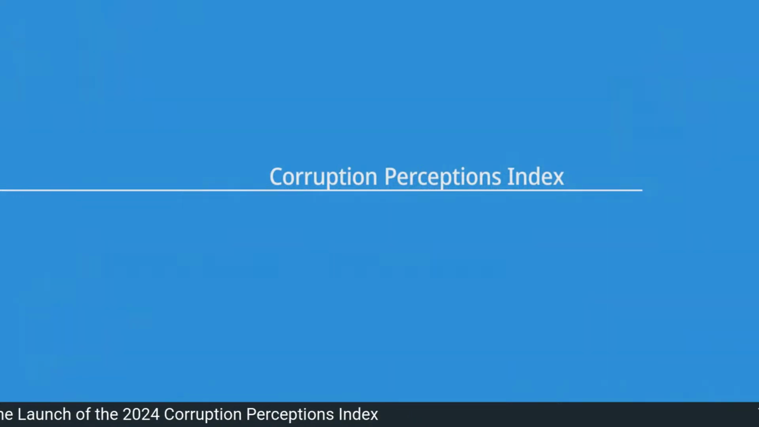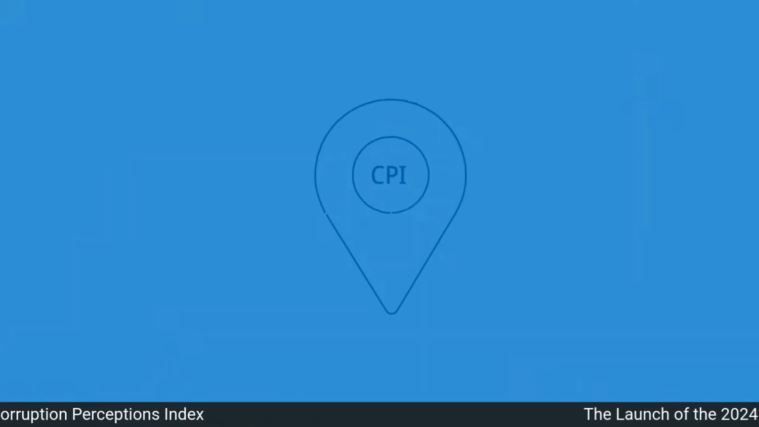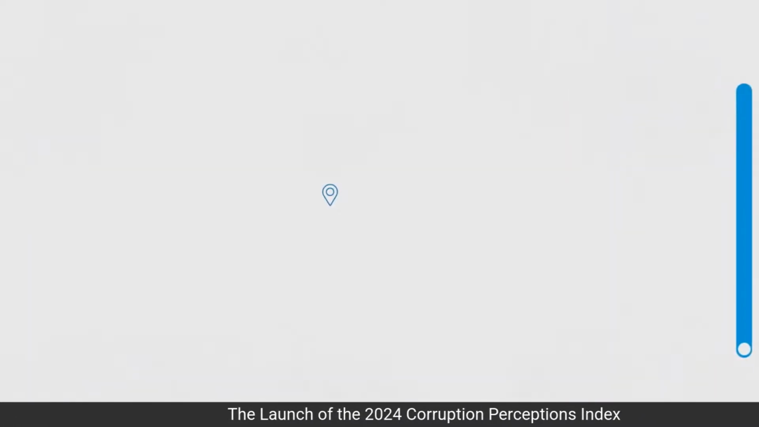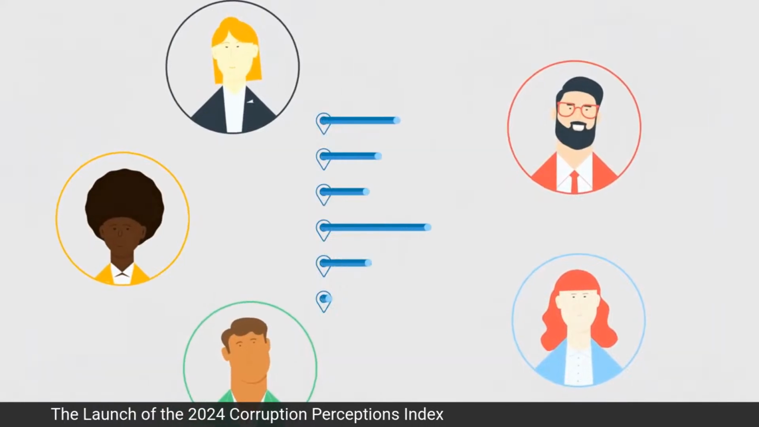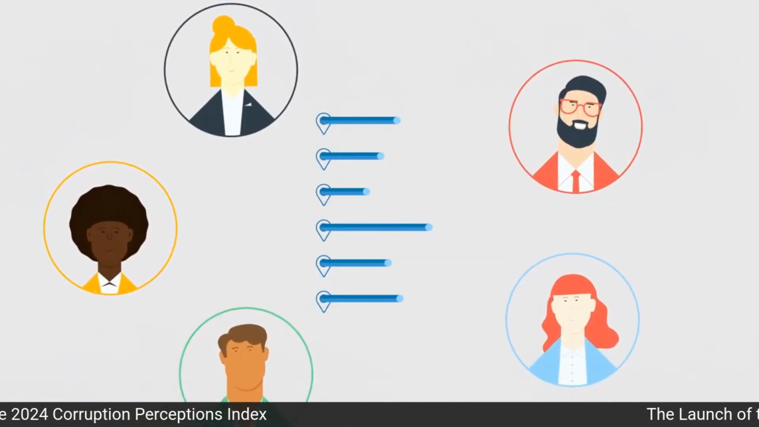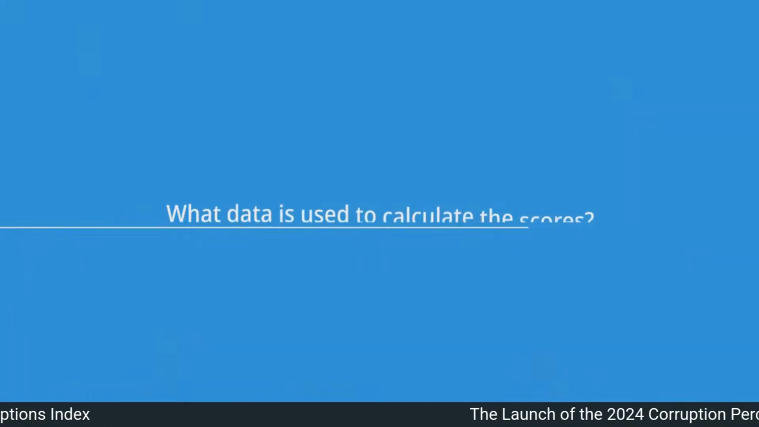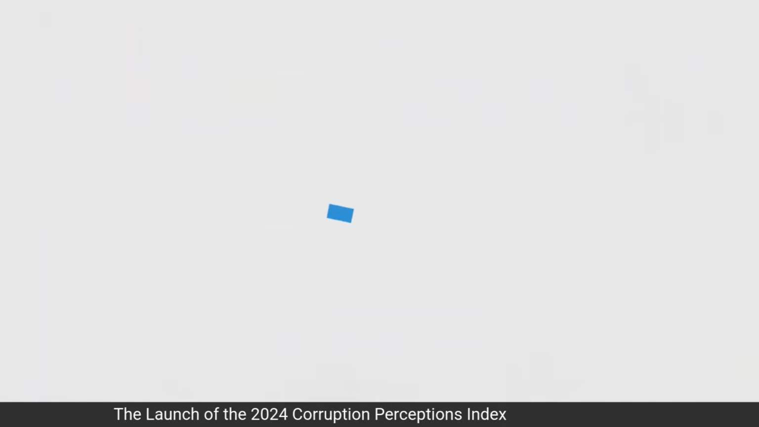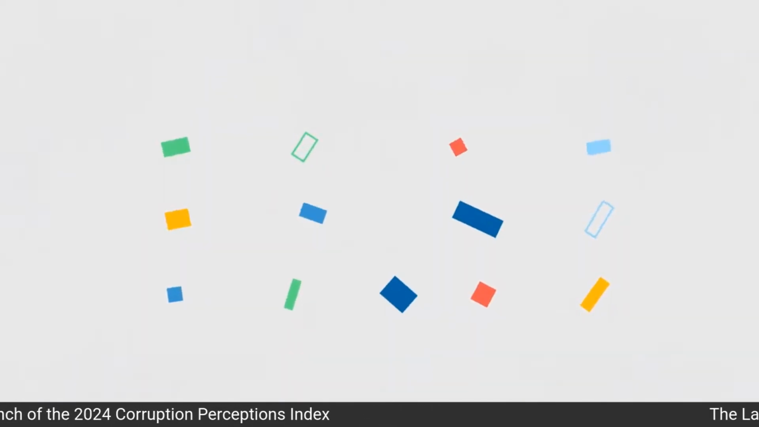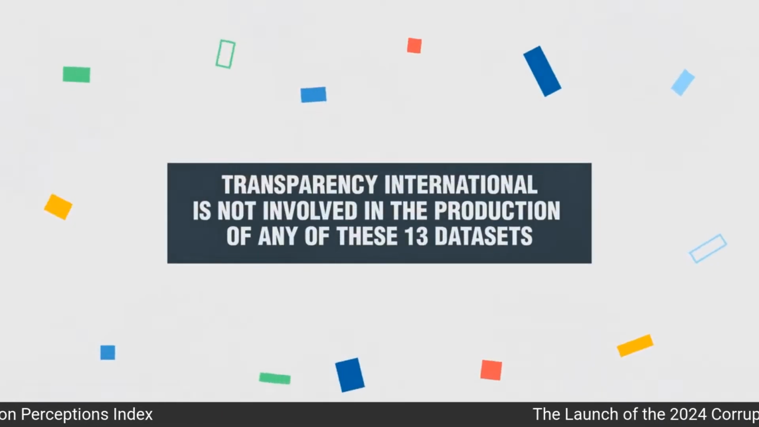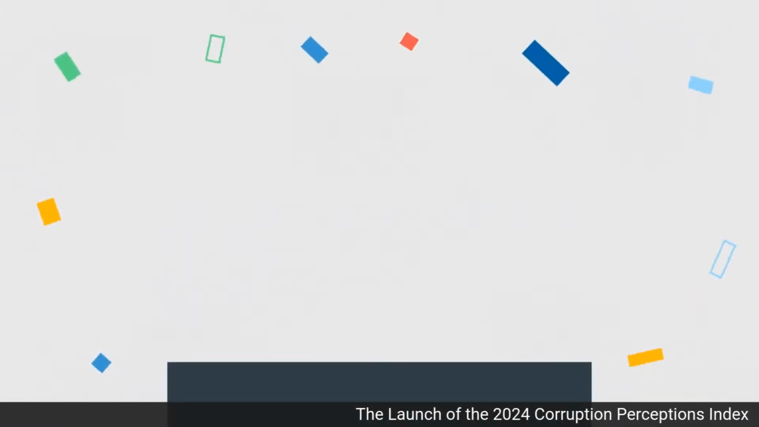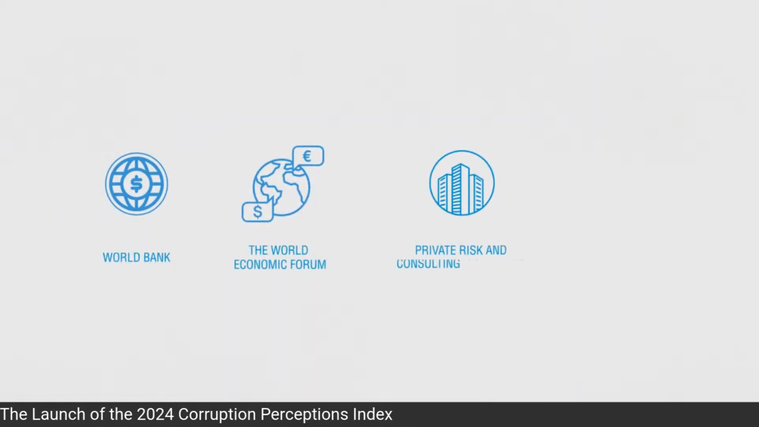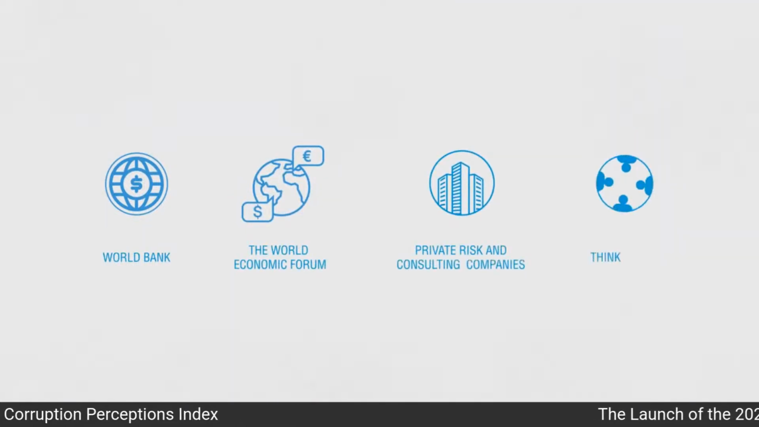The Corruption Perceptions Index, also known as the CPI, scores and ranks countries around the world based on how corrupt their public sector is perceived to be. The scores reflect the views of experts or surveys of business people, not the general public. We calculate the CPI using data from 13 different external sources. Transparency International is not involved in the production of any of these 13 datasets. The CPI includes data produced by the World Bank and the World Economic Forum, as well as by private risk and consulting companies and think tanks.